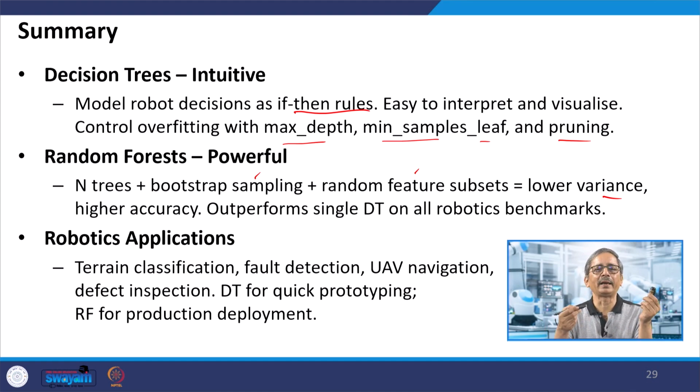The robotic applications of these two methods could be, say, terrain classification for a mobile robot, then fall detection, UAV navigation, all of this could be there. So decision tree for quick prototyping and the random forest for production deployment, and these are the references.